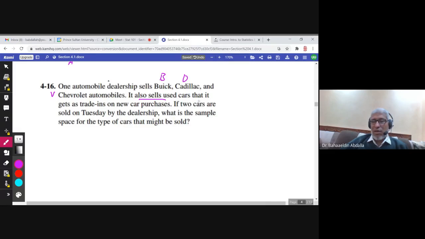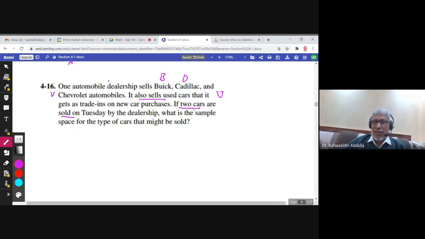Used cars. It also sells used cars that it gets as trade-ins on new car purchases. How many cars are sold? 2 cars. So understand the experiment. 2 cars will be sold, and these are the 4 different types this dealership sells. What is the sample space for the type of cars?